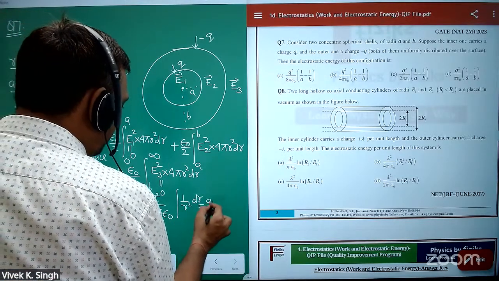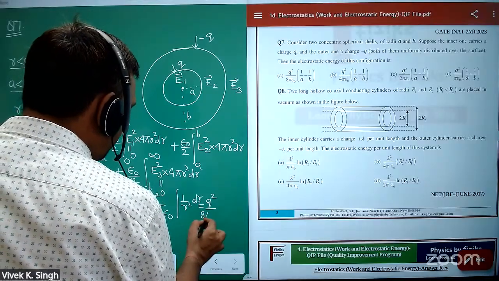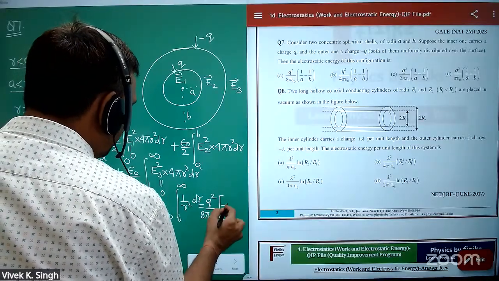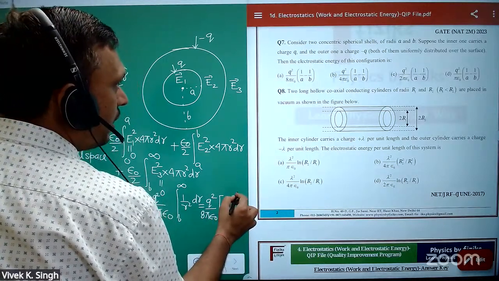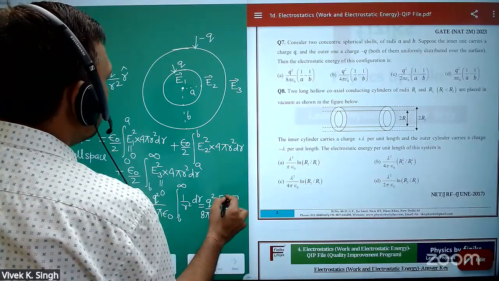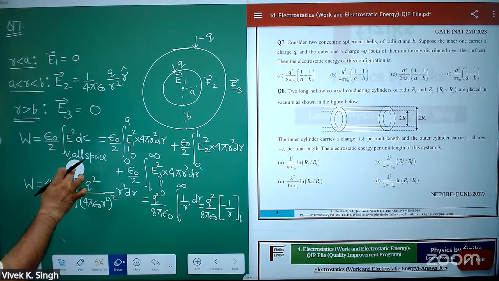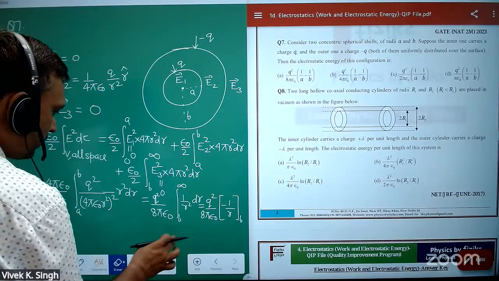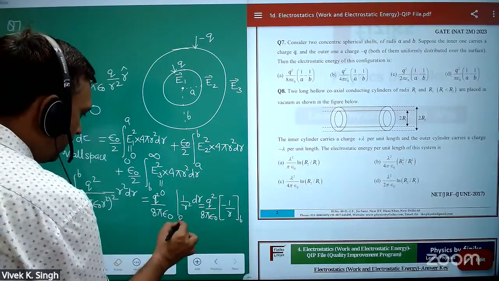So this will be Q square by 8 pi epsilon naught b to infinity. So this is minus 1 by r. E2 is a to b. Please correct it, because this is a to b. E2 is a to b. Integral is from a to b. So this will be also from a to b.